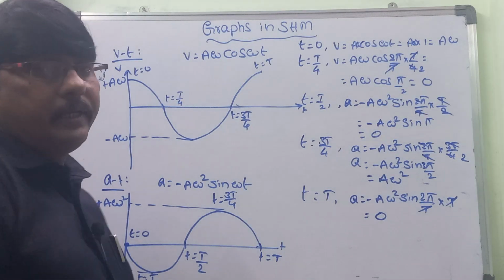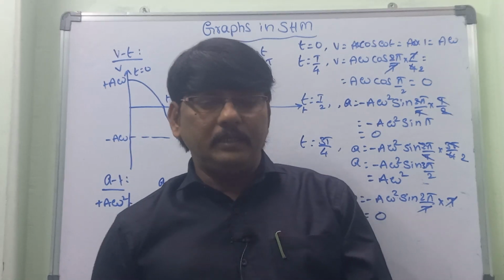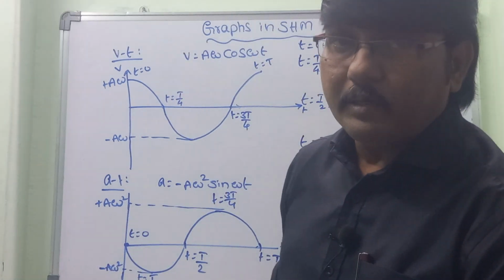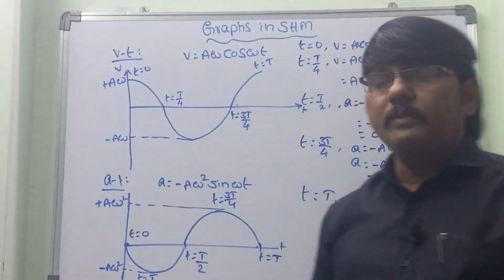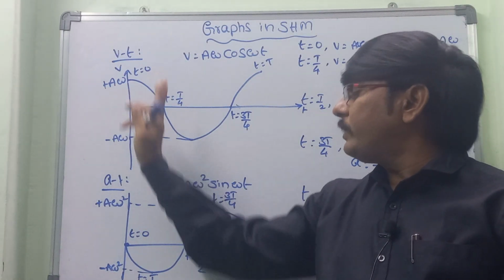So how we are getting the graphs: three graphs are there, the ST graph, VT graph and AT graph. The ST graph is starting from the origin, it moves right from here, but the VT graph starts from here, and the AT graph starts from the downwards.